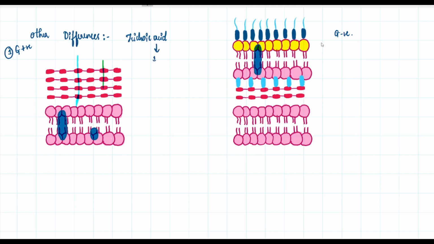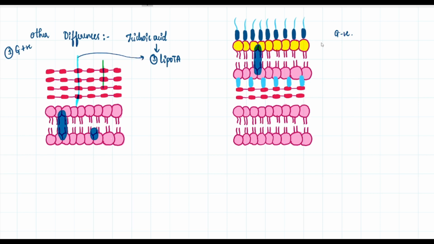Number one, lipoteichoic acid. I will discuss how this name comes. See, lipo means lipid, right? Here you can see this is the lipoteichoic acid.